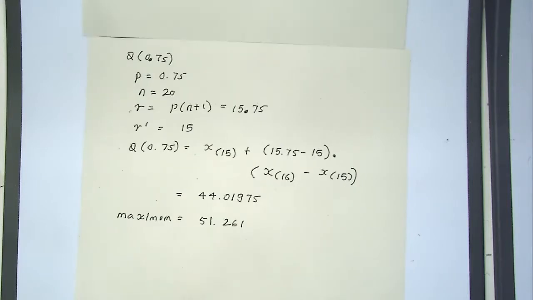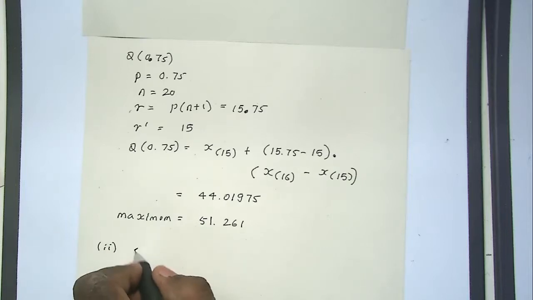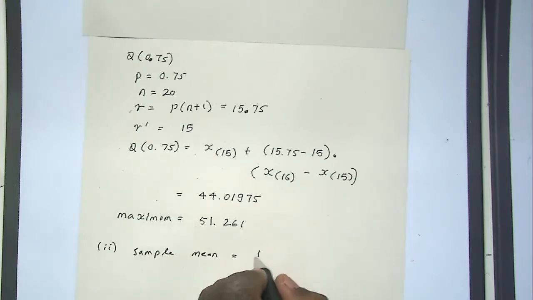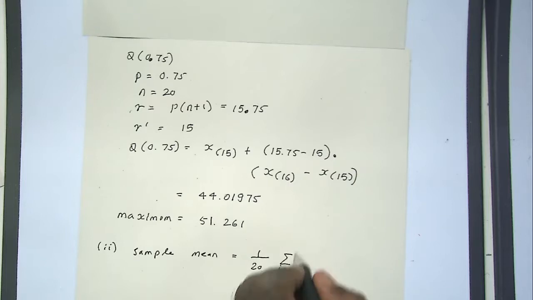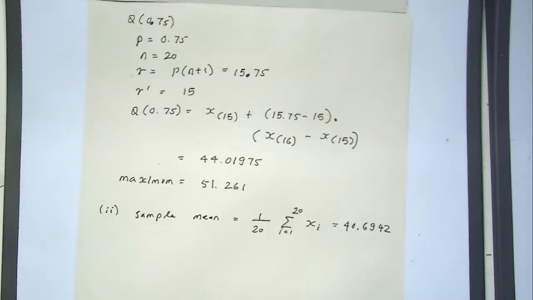Now the second part of the question, part 2, is asking for the sample mean. The sample mean is just 1 divided by 20 times the sum of all the values. I'm sure you can do that on a calculator faster than me. If you do that, you get 40.6942. That's the sample mean, right?